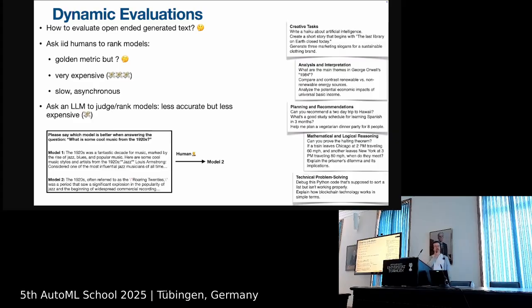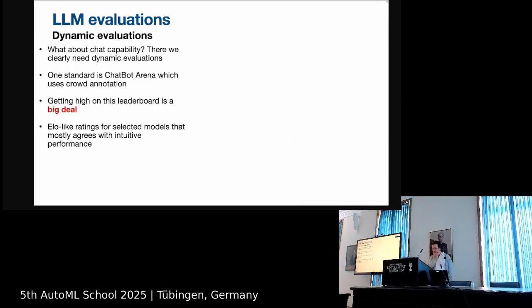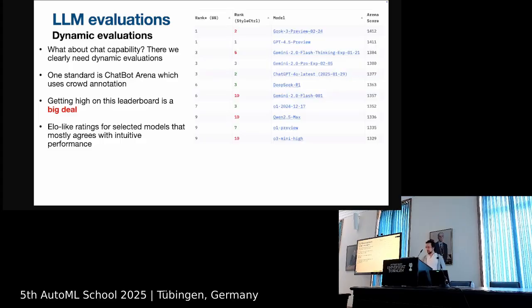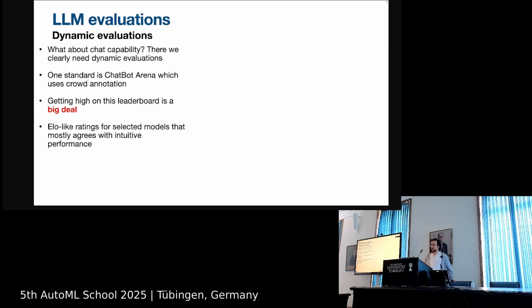And the other approach that you were mentioning is LLM as a judge. So you replace a human by an LLM judge that will just be prompted to judge like a human, and will also return a label. Okay, my annotation got messed up a bit, but for chat capabilities, we clearly need dynamic evaluation. So LLM as a judge and human annotation is one way.